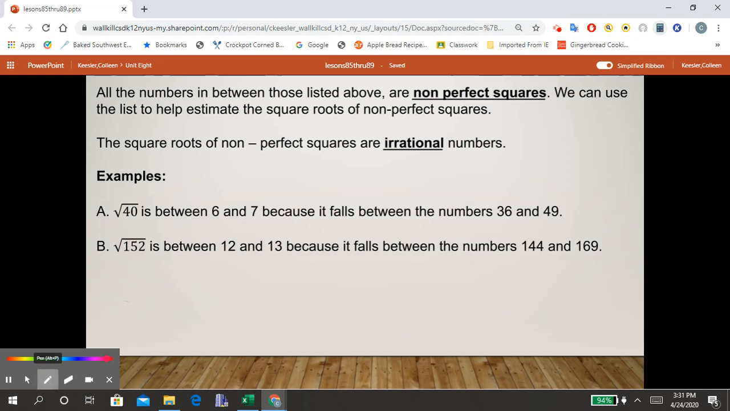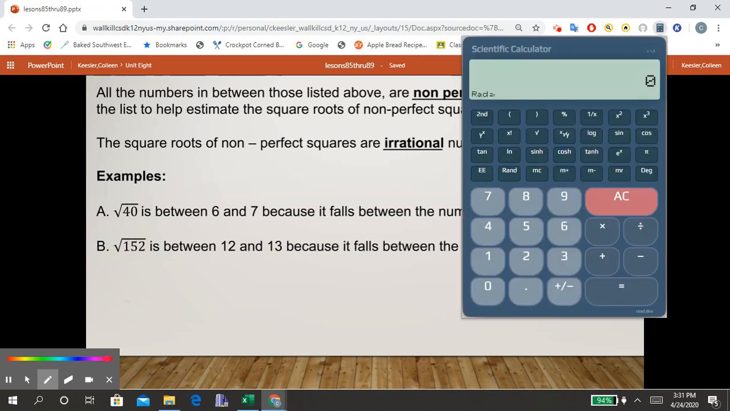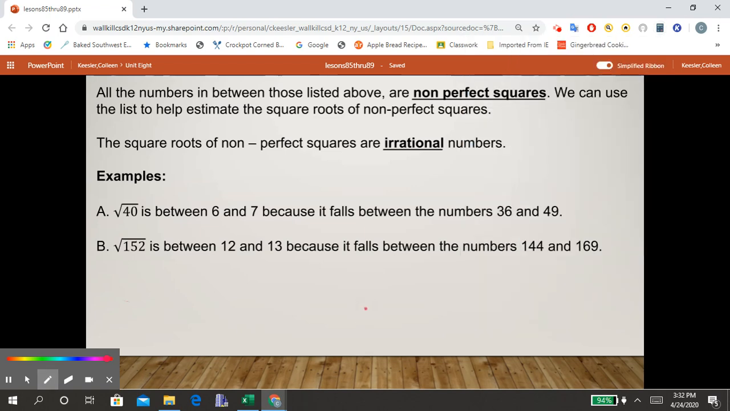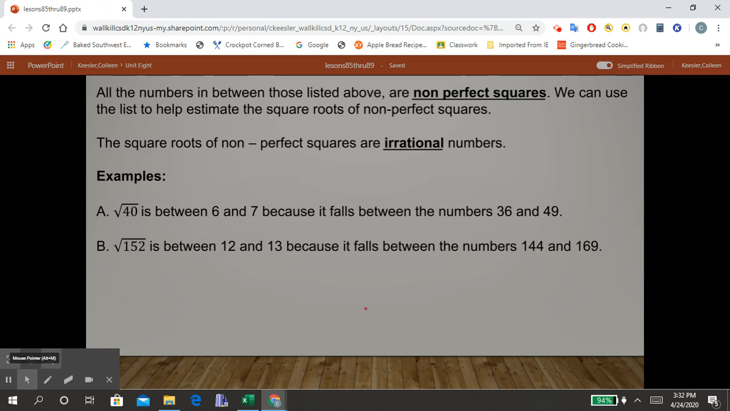And then B, the square root of 152, is going to be between 12 and 13 because it falls between 144 and 169, those two perfect squares. Again, I can prove it if I use my calculator and do the square root of 152. I get 12.32882801, which is between 12 and 13, and also irrational because it's a non-repeating, non-terminating decimal. So we're going to use that idea to estimate some square roots together.